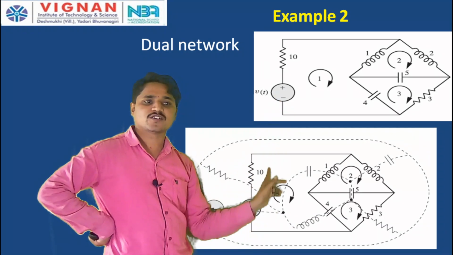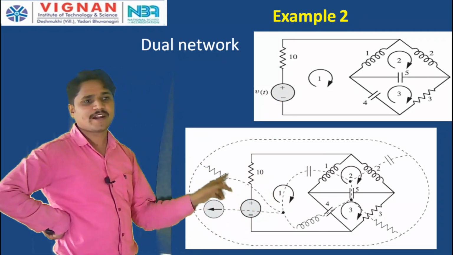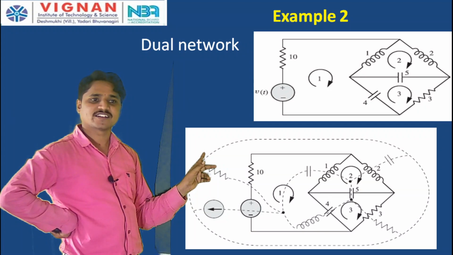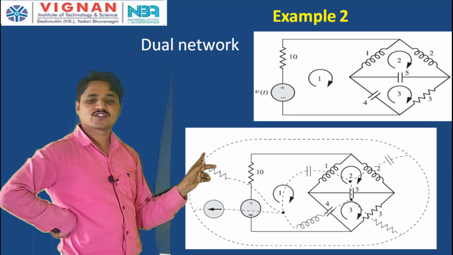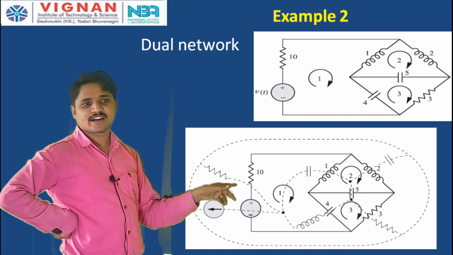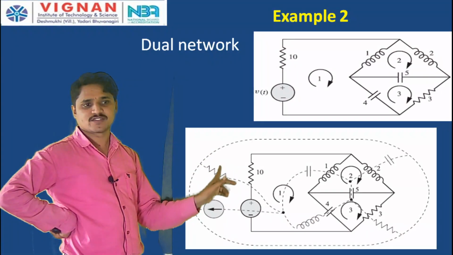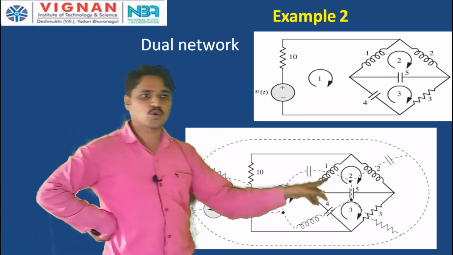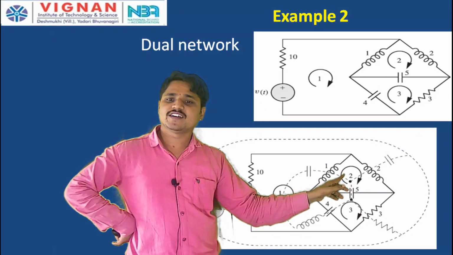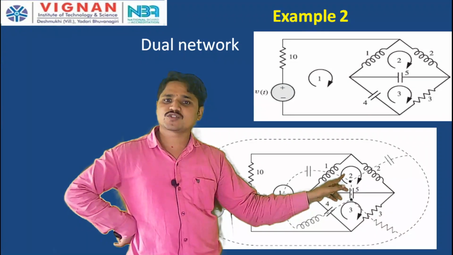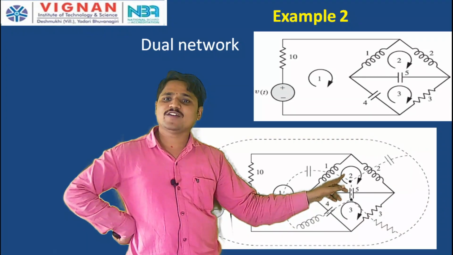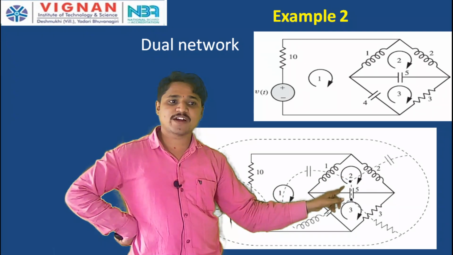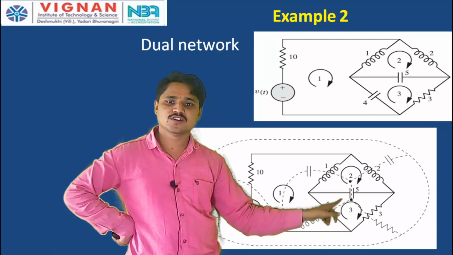Now, this 10 ohm resistor is replaced by 1 by 10 conductance. So, between the first node and the reference, this 1 by 10 conductance. How to draw the dual network? Next, between the mesh 2 and mesh 3 there is a 5 farad capacitor. Therefore, between node 2 and node 3 there should be a 5 Henry inductor. You have to draw the 5 Henry inductor between nodes 2 and 3.